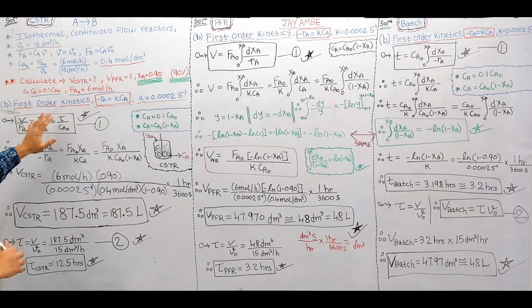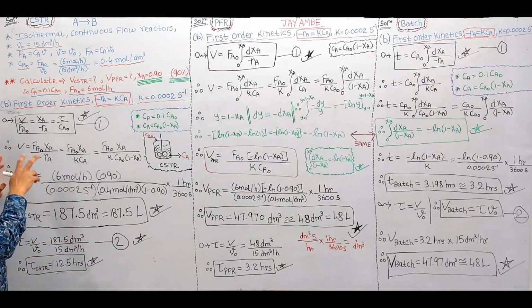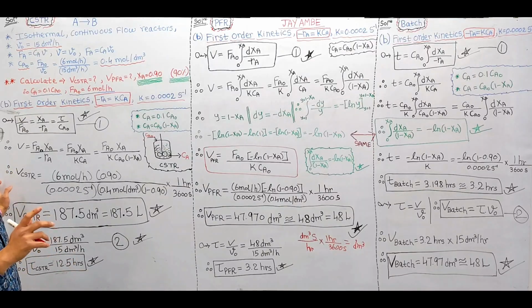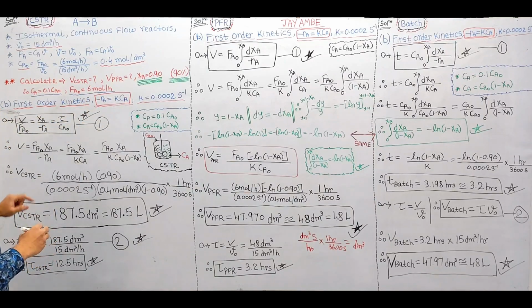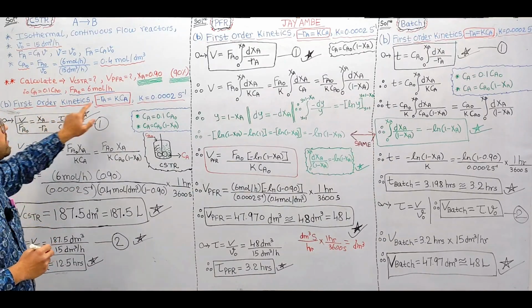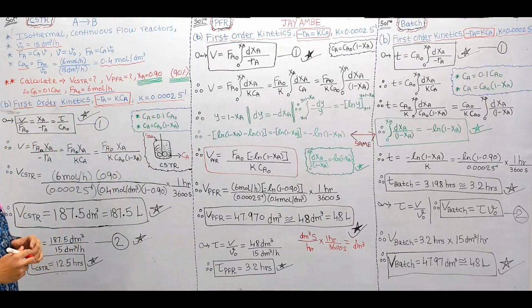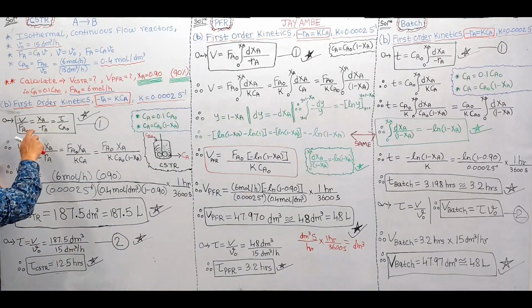So from these correlations we have unknowns. We need to calculate the volume of the reactor in order to achieve the 90% conversion, so volume is unknown to us. We have the value of Fa naught, which is 6 moles per hour. We have the value of conversion: the desired conversion is 90%.